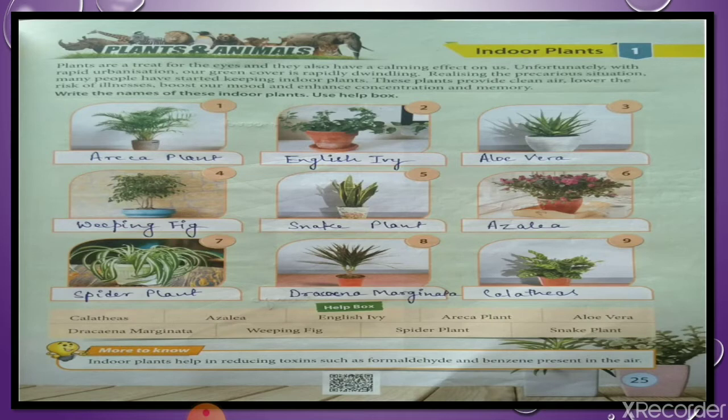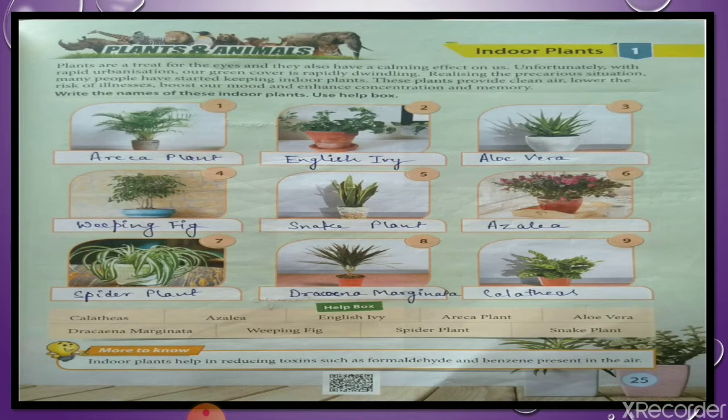Then the eighth plant, this is the Dracaena marginata. This plant also, along with air purification capacity, has a lot of medicinal value. It is used in headache, sore eyes, etc. Then ninth plant, this is the Calathea. Calathea plant, along with air purification capacity, is also used for decoration purposes. Means they are used as a decoration plant in homes and offices, etc. It is a shade-loving plant with lots of medicinal uses.